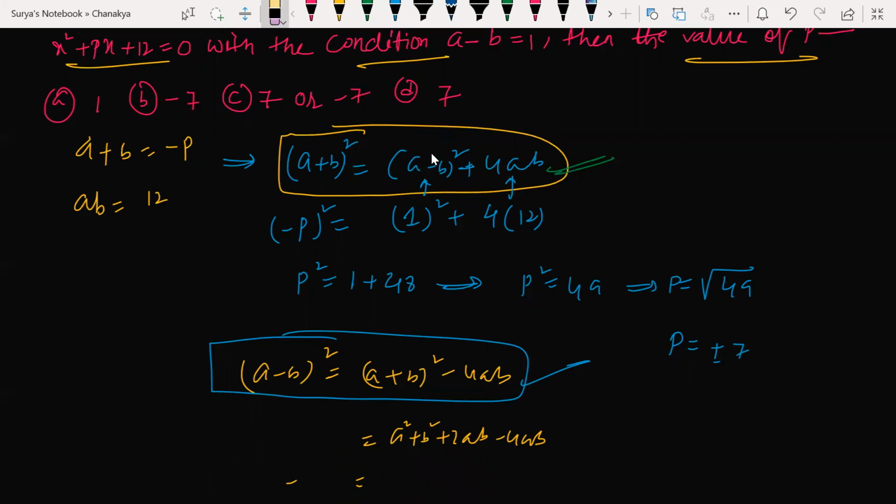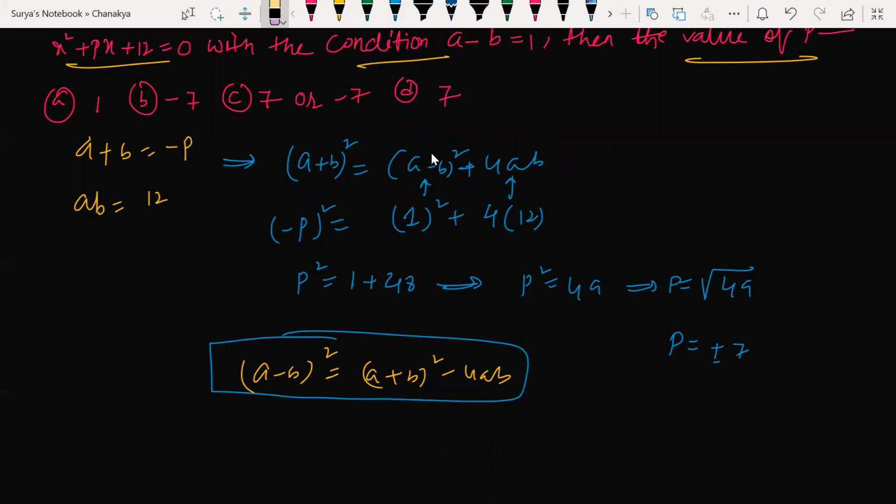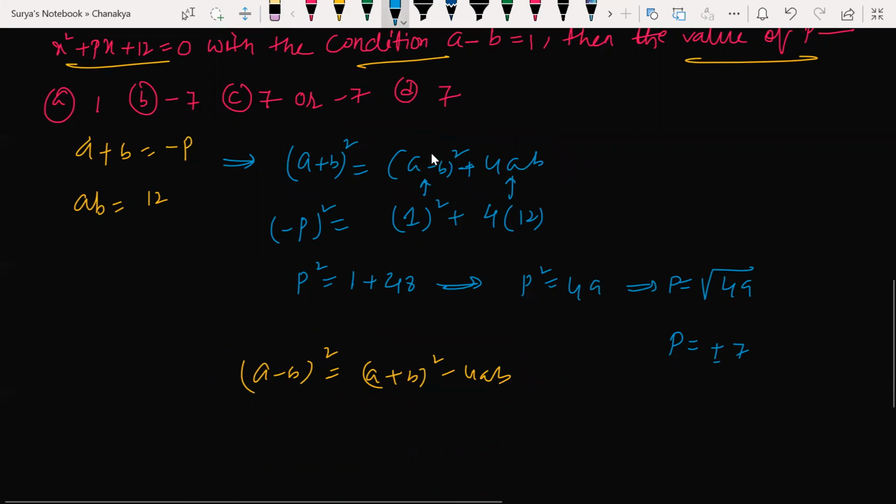Yes, sir. Very simple. So you can use any formula here, either this or this, for finding the P value. Anything would be fine. Clear? Any doubts? No doubts. We can use both identities for this sub problem, and if we get any other problem like this, we can use either of the identities for getting the P value.